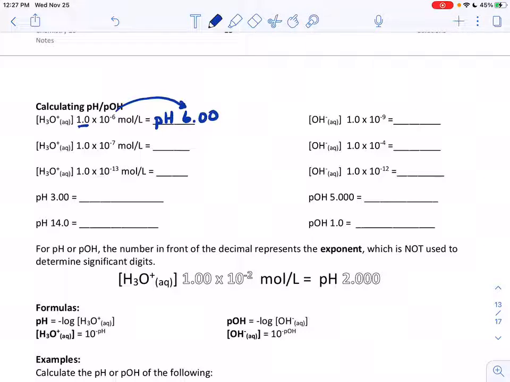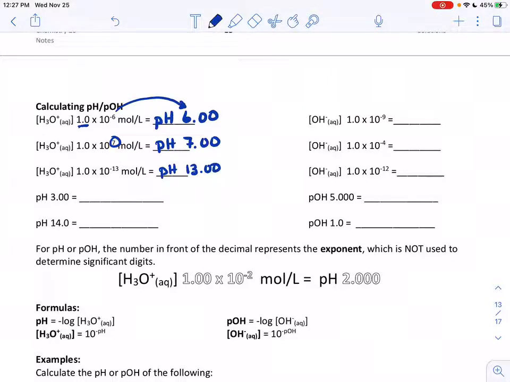Hydronium ion concentration of 1 times 10 to the minus 7. My pH is going to be 7. Okay, so again, it's the exponent. And I'm sure that you can do the third one already here. So my pH is going to be 13.